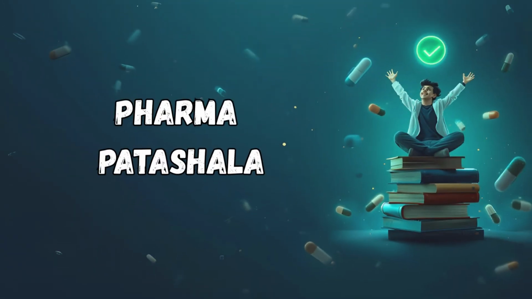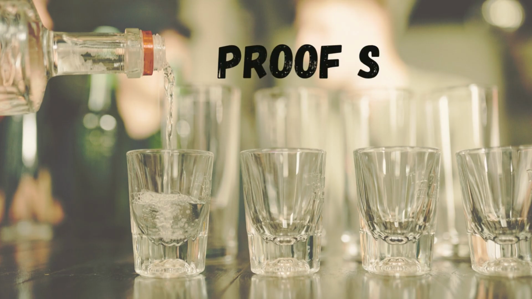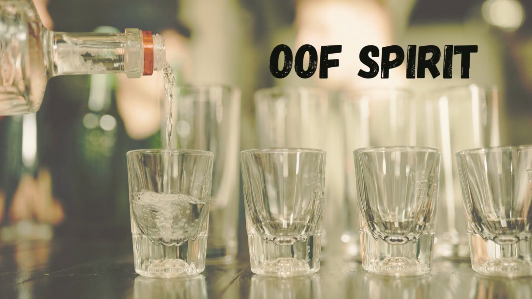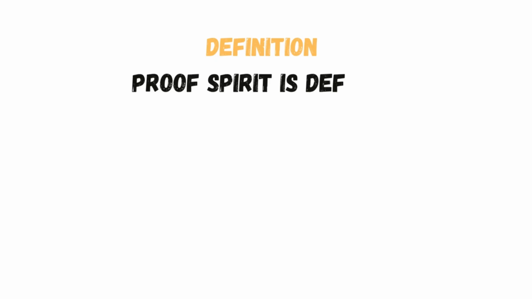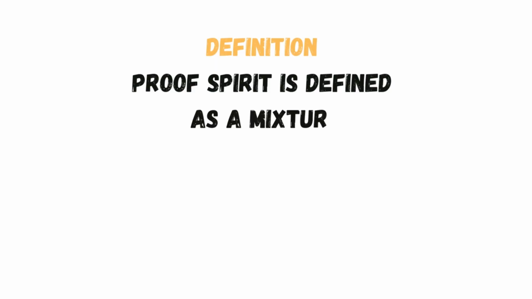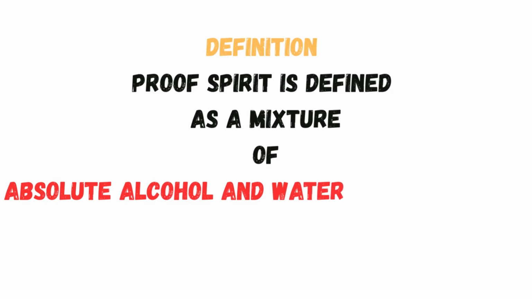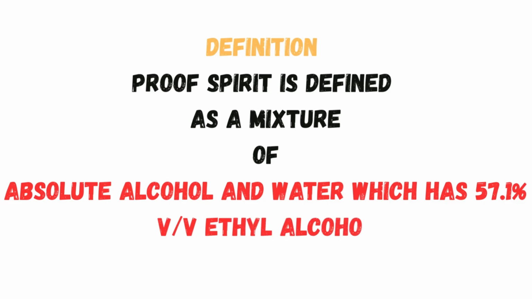So today in this video we are going to learn about proof spirit with calculation. So let's start with the definition. The definition is: proof spirit is defined as a mixture of absolute alcohol and water which has 57.1% volume by volume ethyl alcohol. So first, before understanding the definition, you need to understand absolute alcohol.